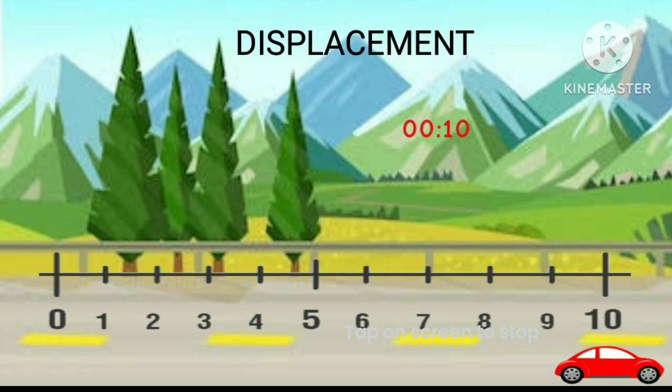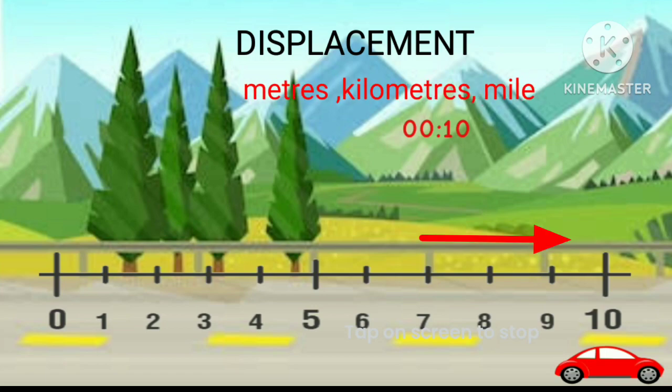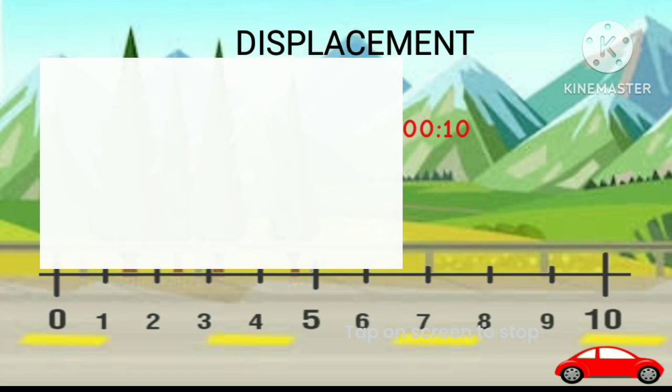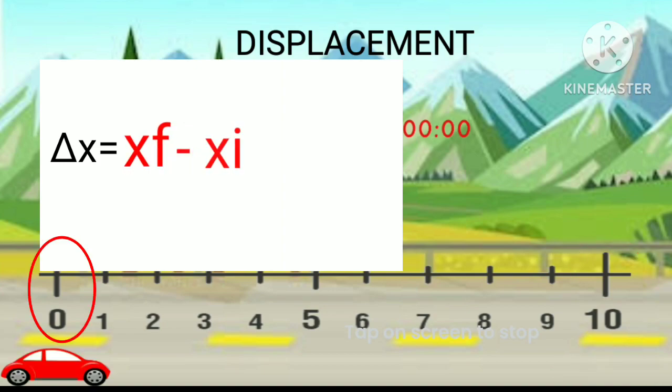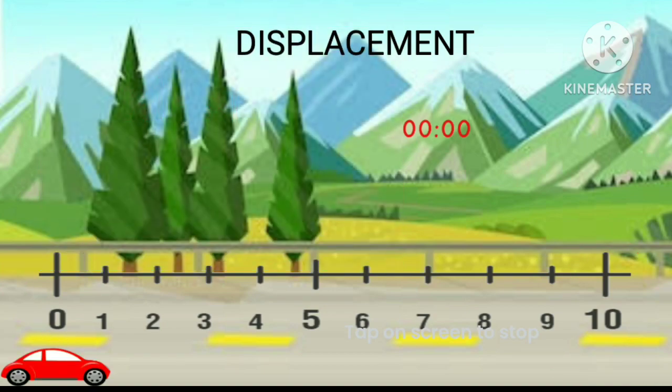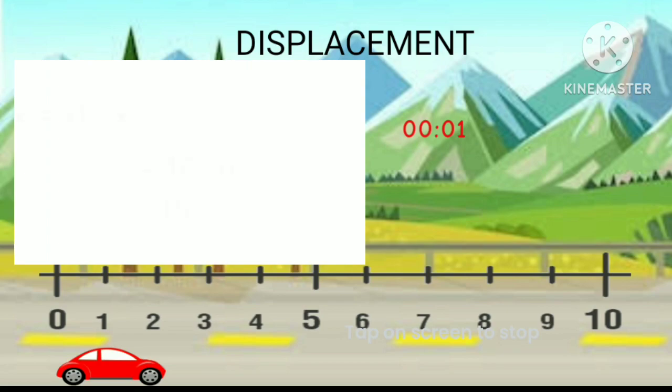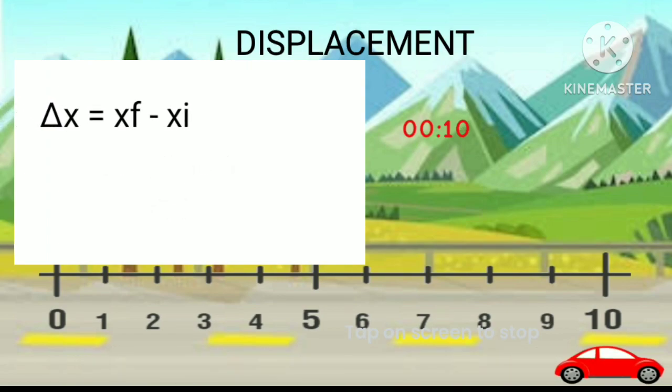Displacement refers to the change in position of an object. It is a vector quantity, meaning it has both magnitude and direction. Displacement is measured in the same units as distance but also includes the direction. Displacement is often represented by the symbol delta x or d. Mathematically, displacement is equal to final position xf minus initial position xi. Depending on the direction of motion relative to the reference point, displacement can be positive, 0, and negative.